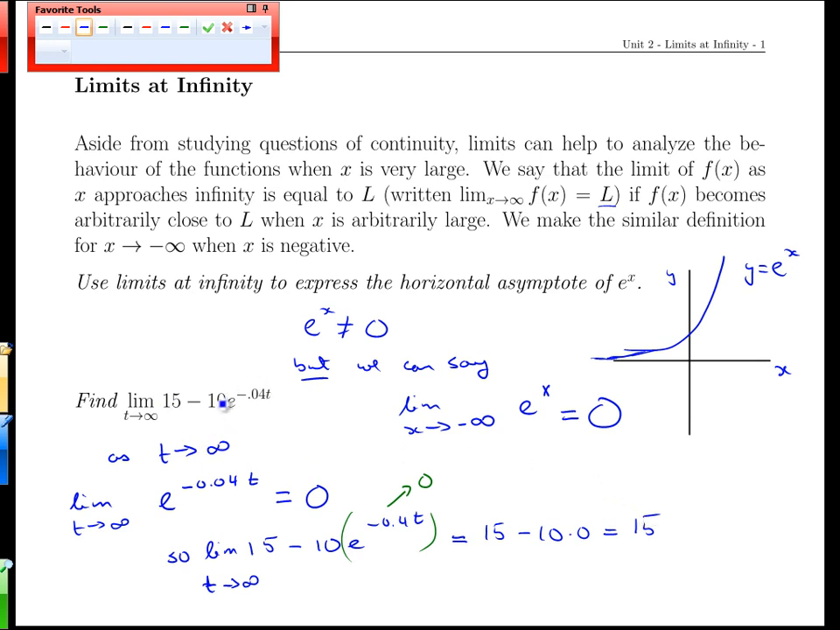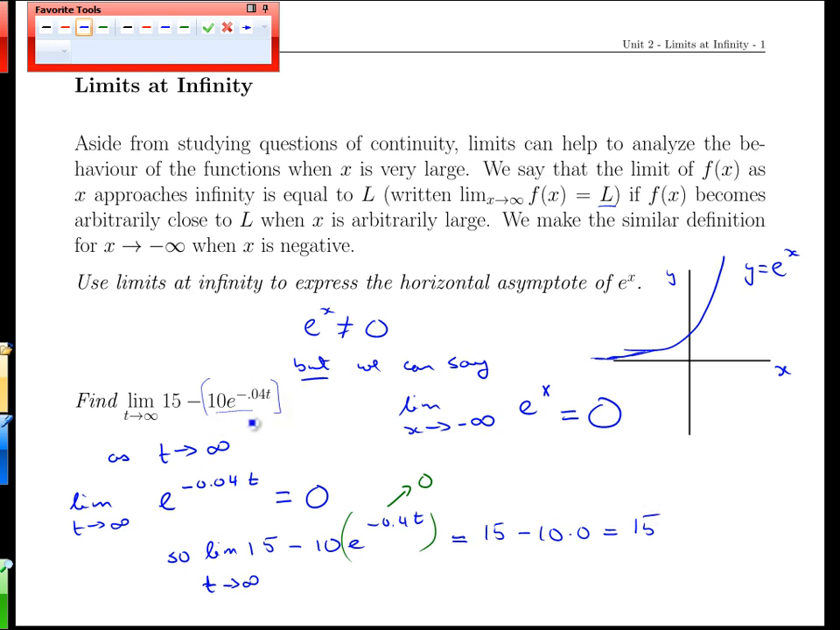Going back to the original function, what's that saying? Well, as t gets bigger and bigger and bigger, this part of the function is going to get smaller and smaller and smaller. It's going to play less and less of a role. The 15 is going to be left there. 15 minus 1, 15 minus 0.1, 15 minus 0.001. And as t gets larger and larger, eventually you're going to be left with just the 15 in the long run. Or we can get as close to 15 as we care about.